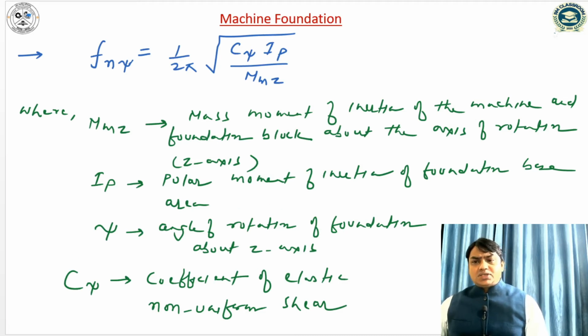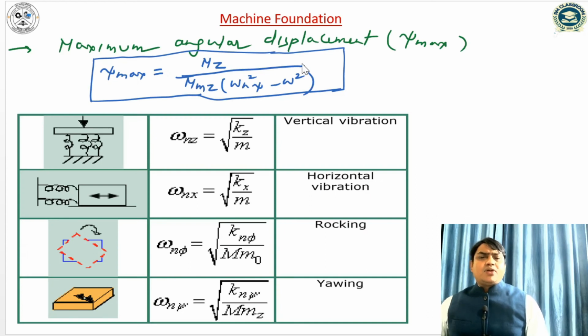So the maximum angular displacement can be computed by this expression. For the different modes of vibration, the natural frequency, like vertical vibration, we consider the z axis, so omega nz is equal to the square root of kz by m. Similarly, in horizontal vibration, we will get the natural frequency in x direction, that is kx by m. In case of rocking, omega n phi is equal to k n phi divided by Mm naught, where Mm naught is the mass moment of inertia along the axis of rotation, and for yawing, omega n psi is equal to k n psi divided by Mmz.